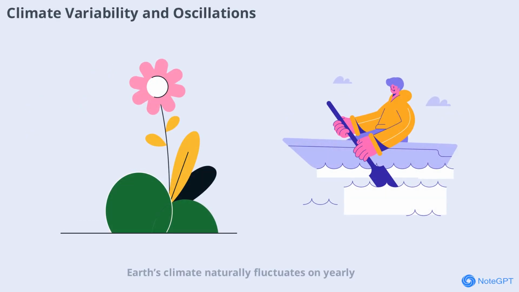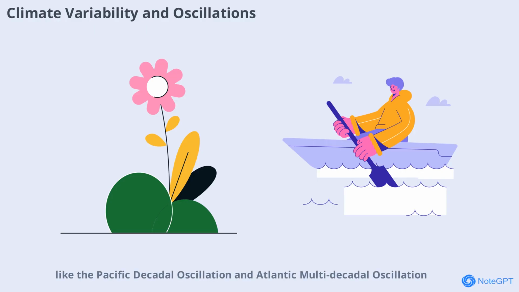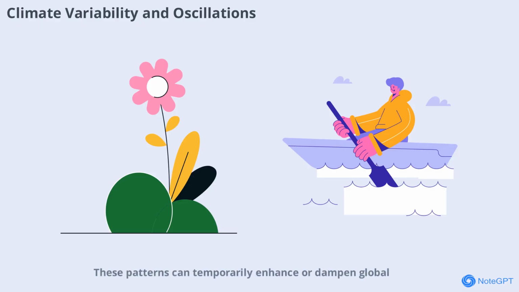Earth's climate naturally fluctuates on yearly to multidecadal scales due to internal variability. Major modes include the El Niño Southern Oscillation, ENSO, which shifts ocean temperatures and global weather patterns every few years. Other oscillations, like the Pacific Decadal Oscillation and Atlantic Multidecadal Oscillation, modulate regional climates over decades. These patterns can temporarily enhance or dampen global warming, but do not explain the long-term trend.